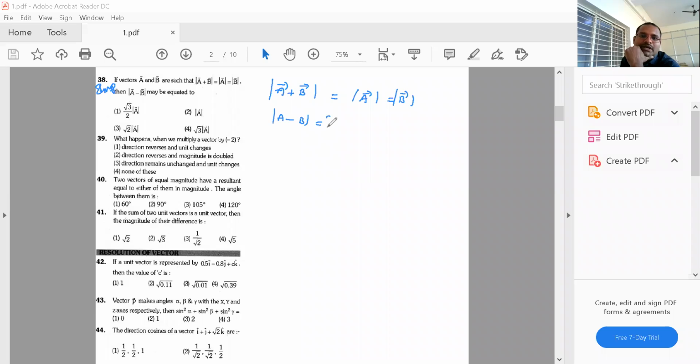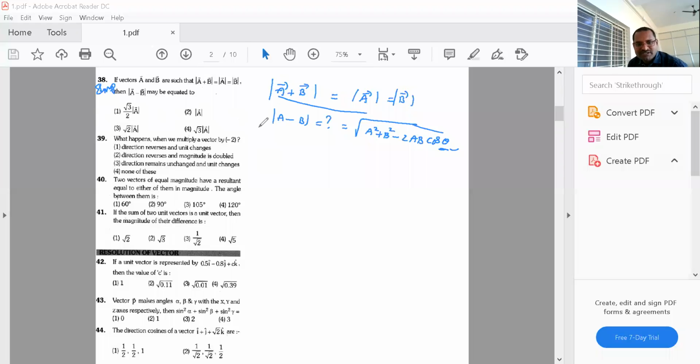We know that modulus of a minus b is nothing but under root of a square plus b square minus 2ab cos theta. We know this formula for a minus b. For finding this, theta is required for us. This theta we can get from this condition. What is the condition?